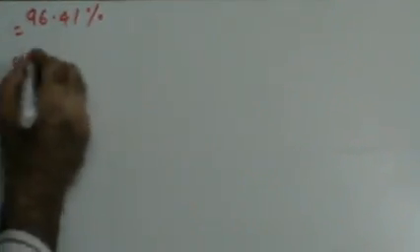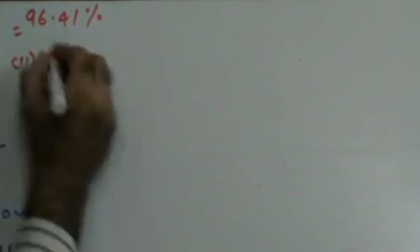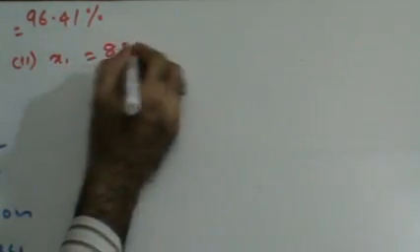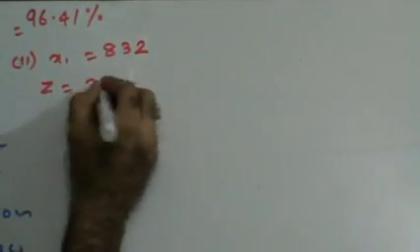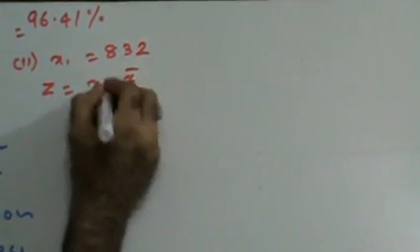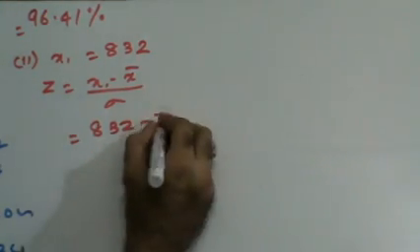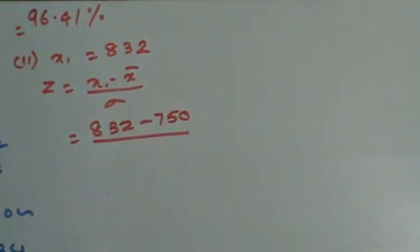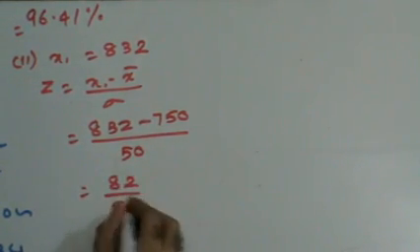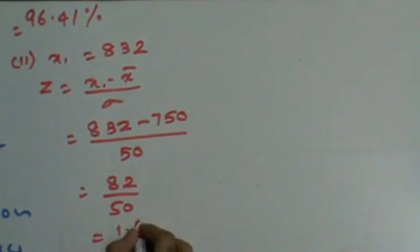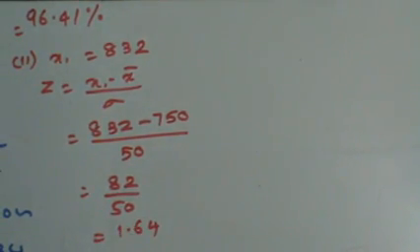Next, let's see the second part of this question. How many of them have income exceeding 832? Should be very simple, guys. X1 is 832. Z is equal to x minus x bar upon standard deviation, that is 832 minus the mean, which is given to you as 750, upon the standard deviation, which is given to you as 50. This is going to be 82 upon 50, which is nothing but 1.64.